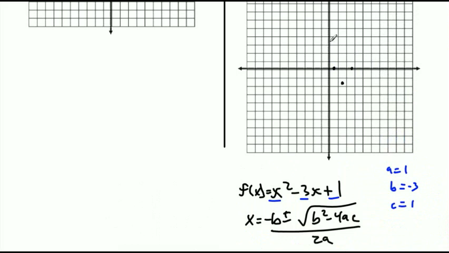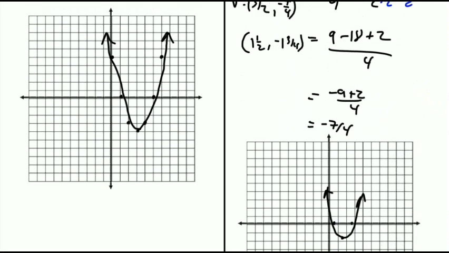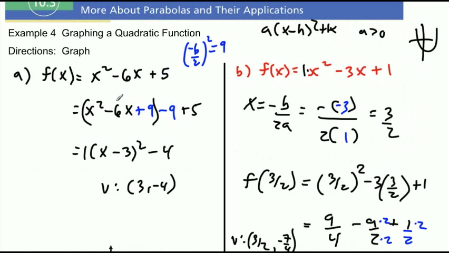So that's going to be enough points here. And as you can see, this one took a lot more work because of its fractions and decimals. So that's just one way you can do that, by using the vertex method, which is the nicest, but when the points don't come out nicely, you might have to use the formula to get them.